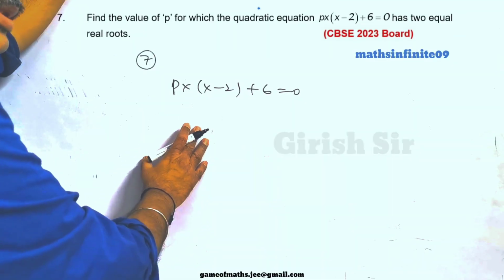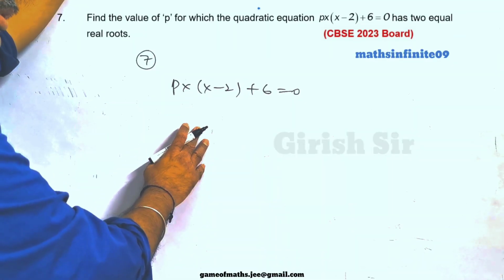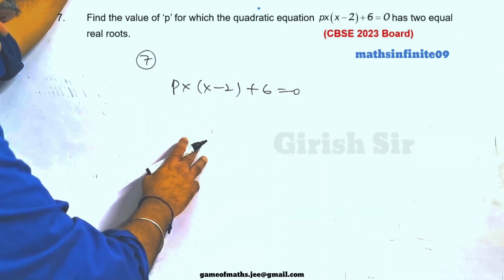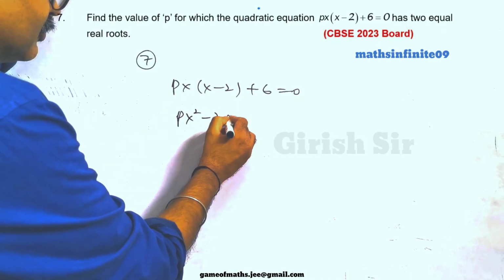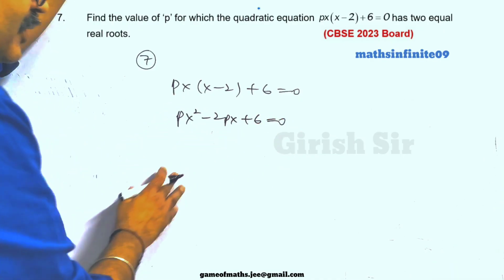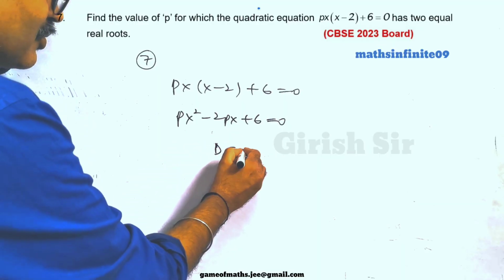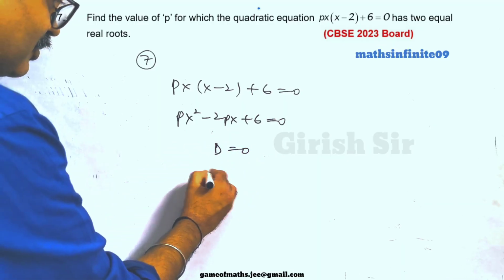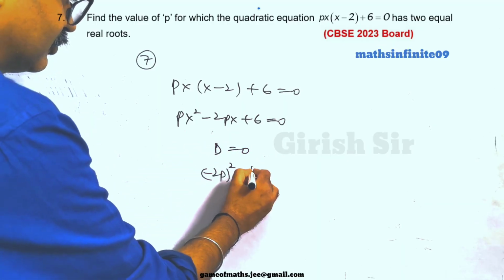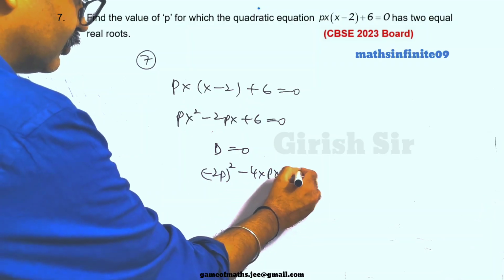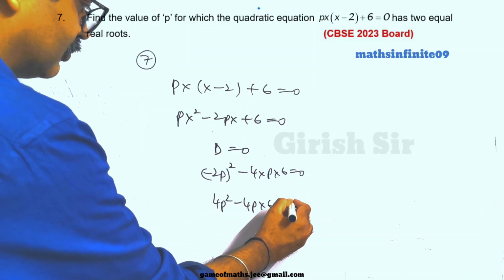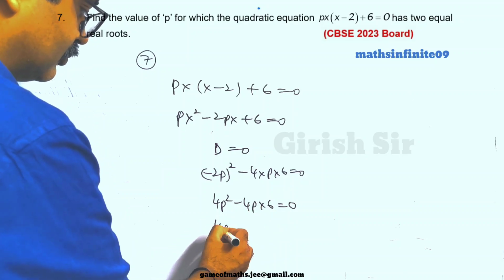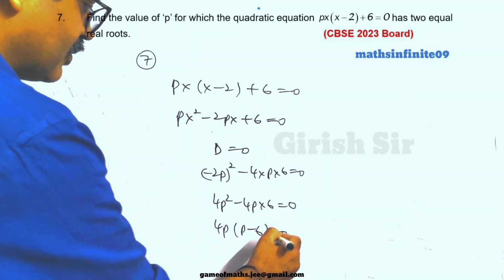Okay, this is the next question. We are supposed to find the values of p for which the given equation will have equal roots, real and equal roots. This is how we can write the equation. The condition is D should be equal to 0 for equal roots. This is what we get.